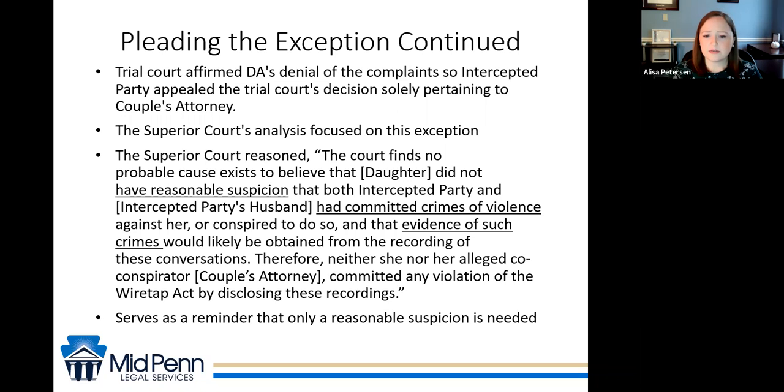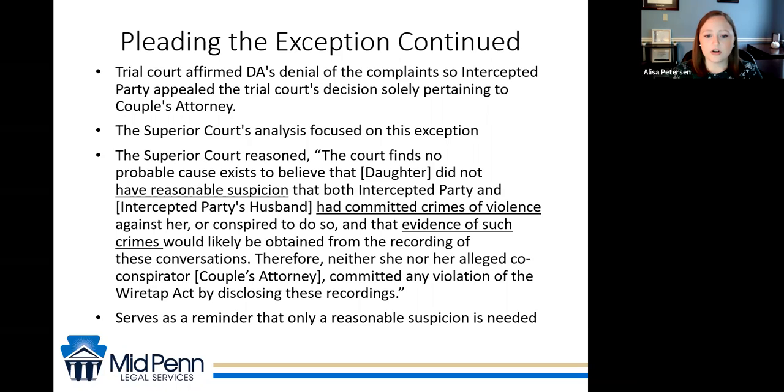This is important because it reminds us that there's a couple different elements here. The victim must have reasonable suspicion that a crime of violence is going on, and they also have to have reasonable suspicion that evidence of this crime will be obtained from their recording. Just because a crime has occurred or is about to occur does not necessarily mean this is okay. You must also prove that you will get evidence of that crime by recording the act.